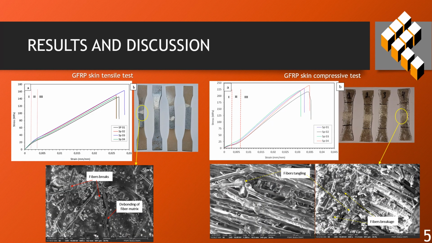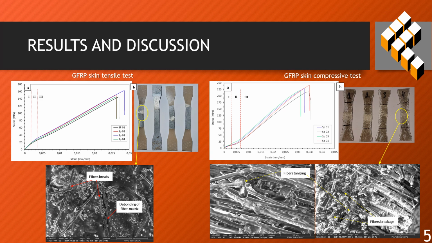The curves of both tests, tensile and compression, exhibit identical behavior. 3 distinct phases are noted. A scanning electron microscopy image of the fractured zone from the specimen under tensile test reveals irregular distribution of glass fibers, a debonding of fiber matrix, and fiber breakage and pullout.